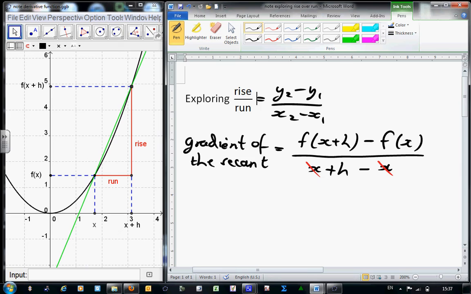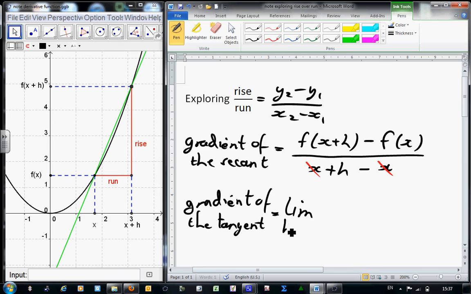So in other words, the gradient of the tangent is going to look pretty much the same. But what we're looking at is the limit as h tends to 0. In other words, it's tending towards 0. The run is getting smaller and smaller and smaller, but it's not actually going to equal 0. Just before it does equal 0, that's what we're looking for.